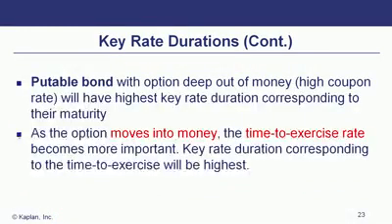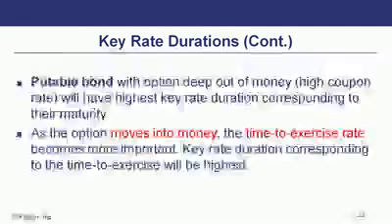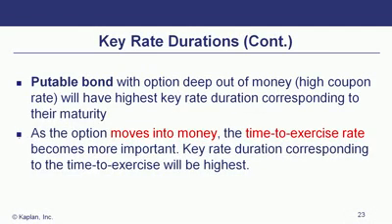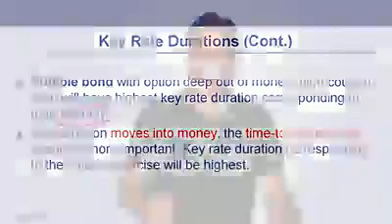So what happens with a putable bond? A putable bond that's deep out of the money is where you have high coupon rates. So you've got a 10% coupon, and market rates are currently 4%. It's also going to have the highest rate duration that corresponds to maturity. So think about that. We haven't really said anything very important here yet. We've said, look, if you have a straight bond, the most important rate duration is going to be maturity matched. If you have a callable or putable bond, but those options are way out of the money, then the options aren't very important. They're also going to be maturity matched, right?